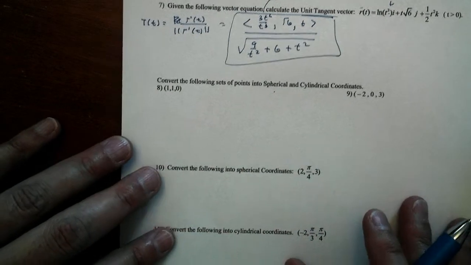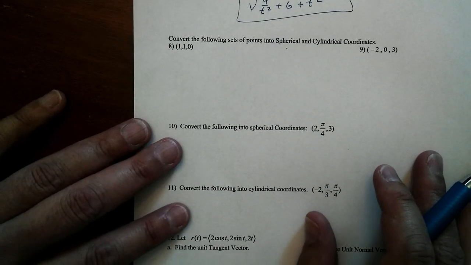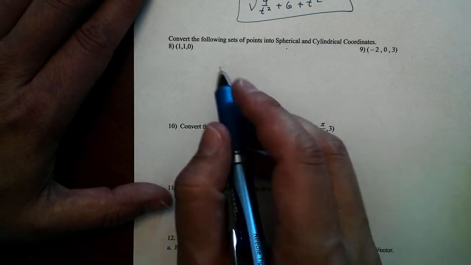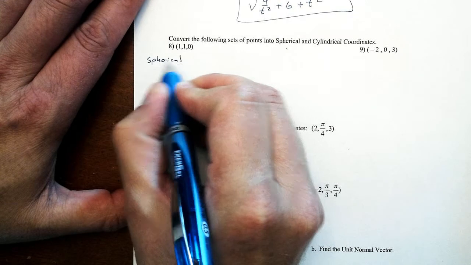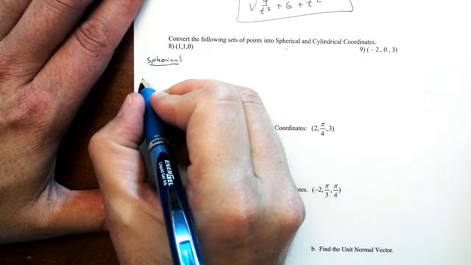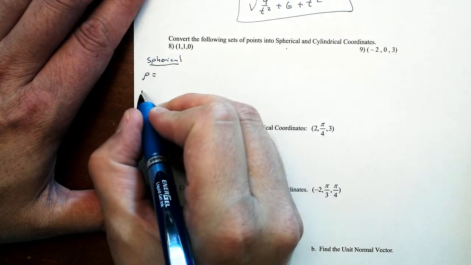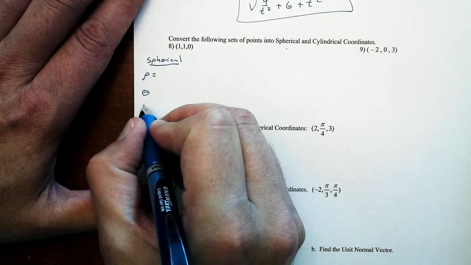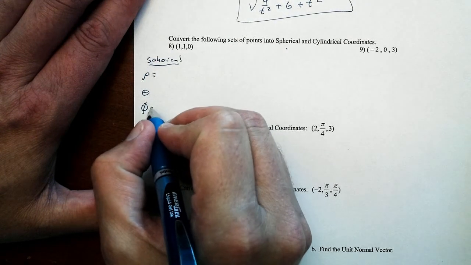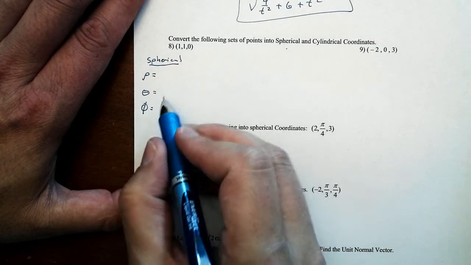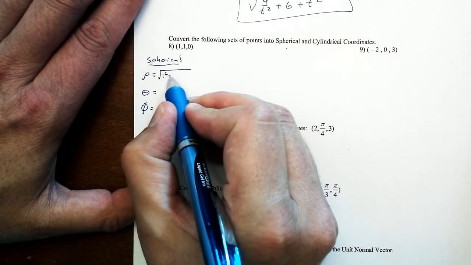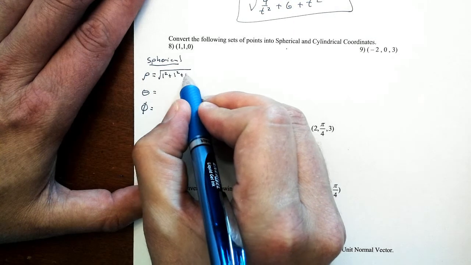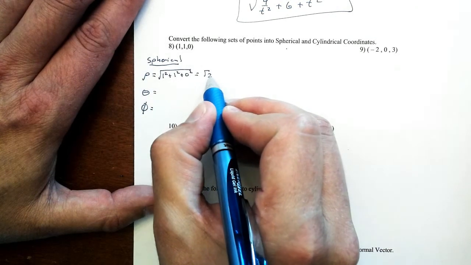So let's just take a look at number 8, just a kind of a quick review for us. Alright, so if I want to convert this one into spherical coordinates, remember, we need rho, we need theta, and we need phi. So, looking at the old formulas, to get rho is just the square root of x squared plus y squared plus z squared. So that's just going to become root 2.